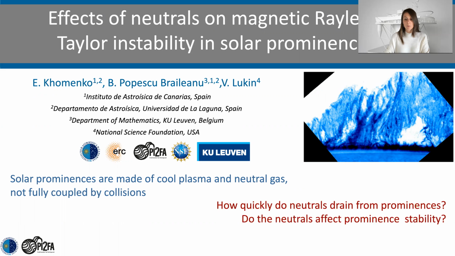We don't know if neutrals have any effect on the prominence stability and if they participate and provide the eruptions. And we would like to model the dynamics of charges and neutrals of this complicated and coupled system. In this talk, we study the effects of neutrals on the magnetic Rayleigh-Taylor instability at the border between the solar prominence thread and the solar corona.